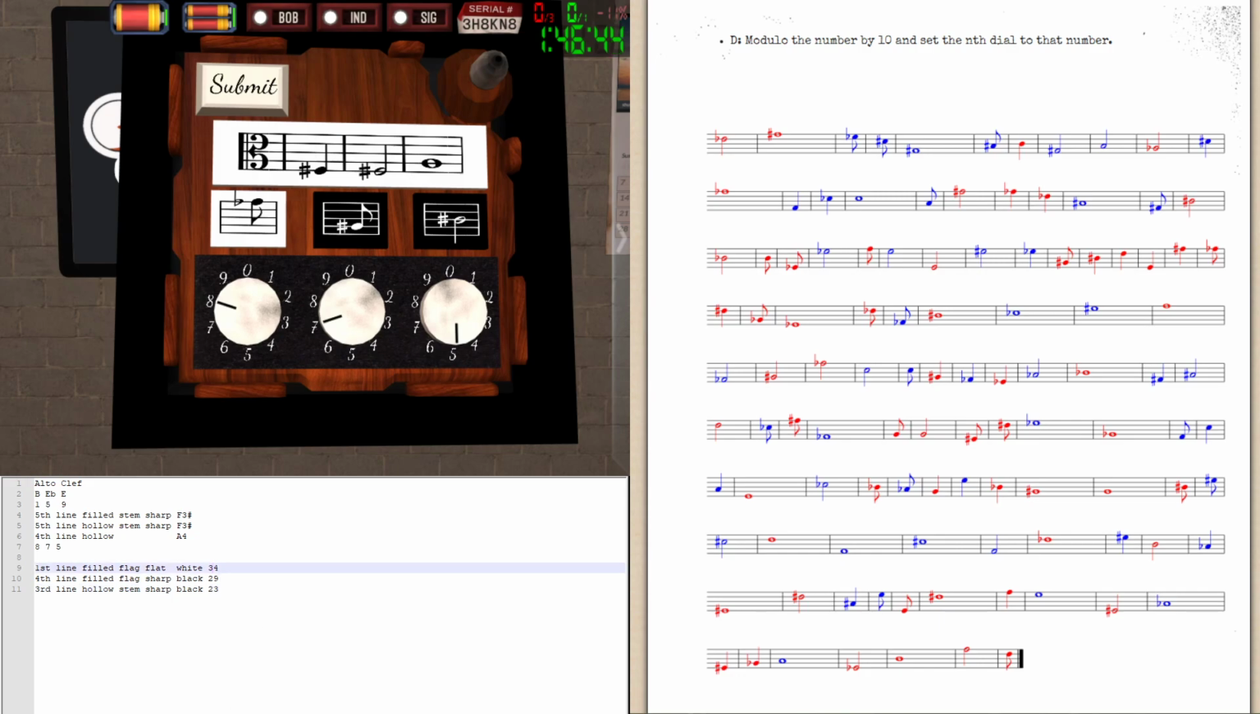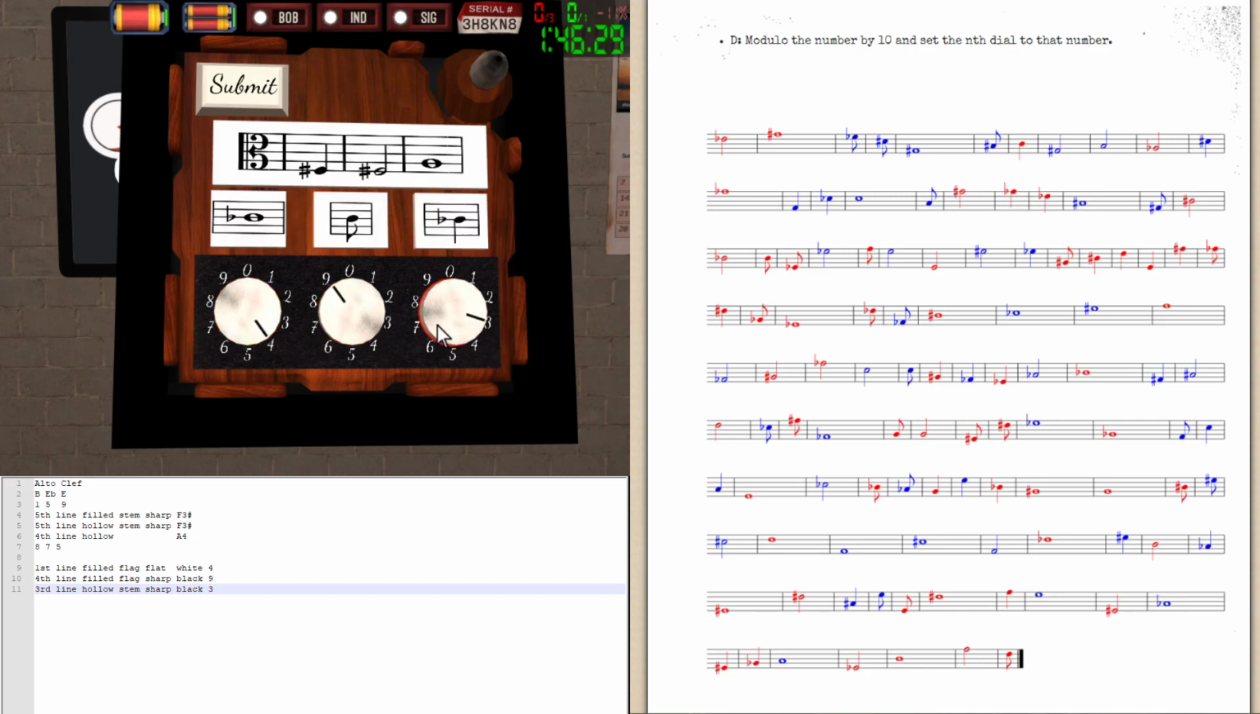Then take each number modulo 10, which means you take the rightmost digit, so we don't need any of those tens digits, and that is going to be our new position for each of those dials. So I've got to set them to 4, 9, 3. 4, 9, 3. And we're done with that.